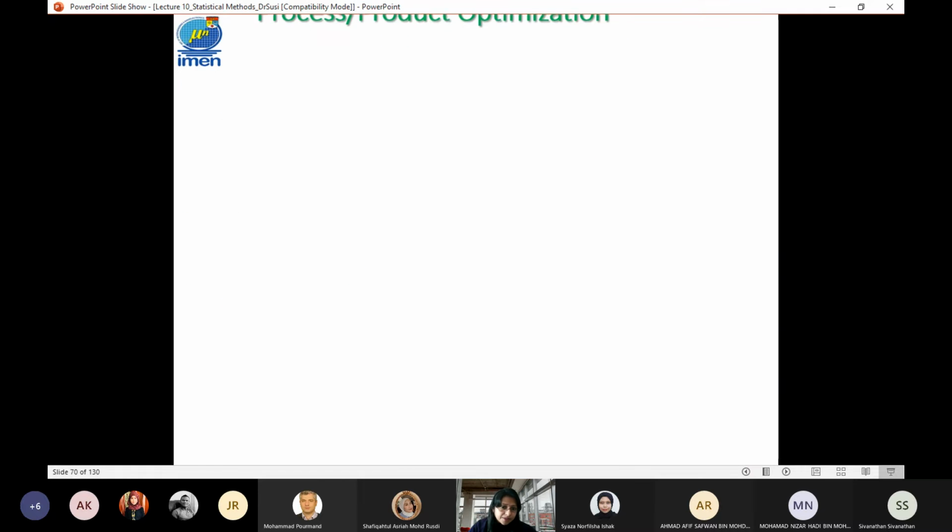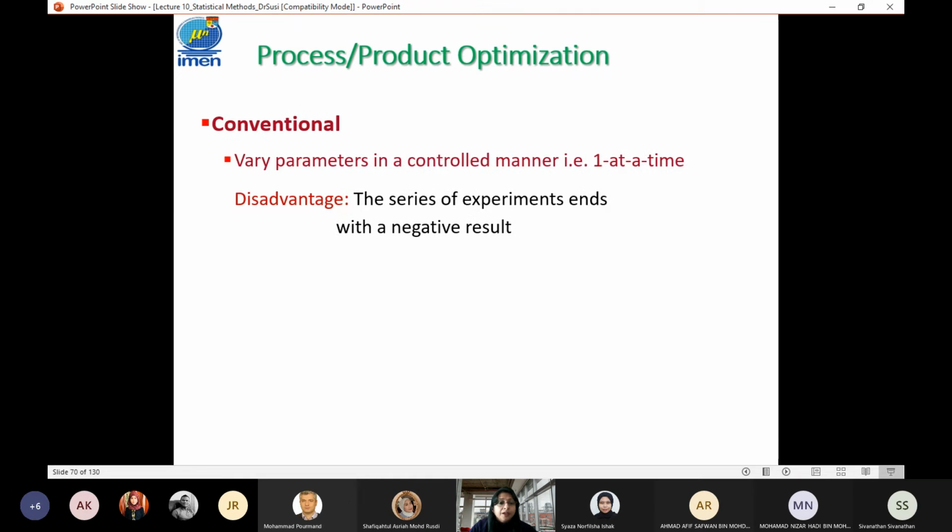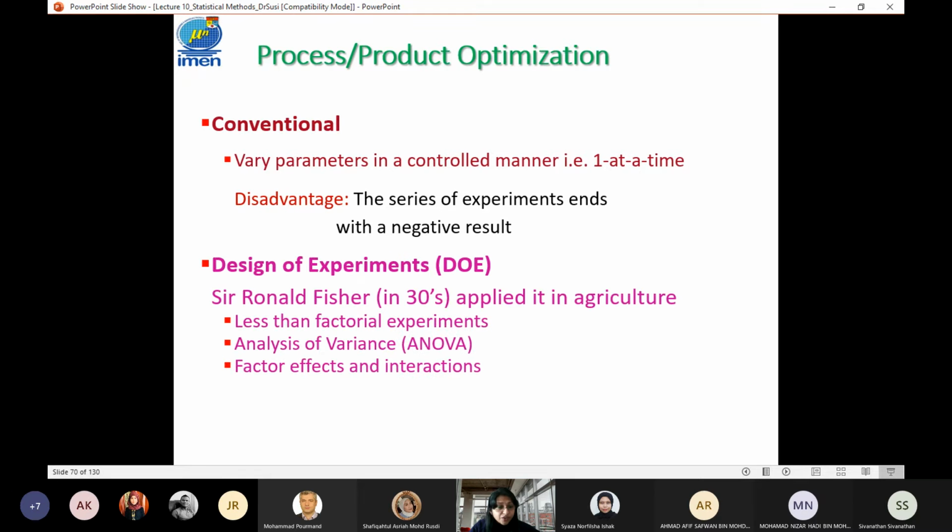So this is the same slide. Conventionally, you vary parameters in a controlled manner, one at a time. This is a full factorial design. So what is the disadvantage? You have a series of experiments and you may end up with a negative result. Then you have design of experiments, which was introduced by Ronald Fisher in the late 1930s.